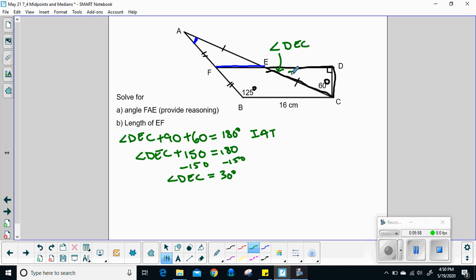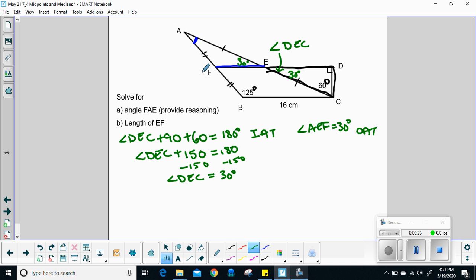Okay, so if this is 30 degrees here, well, opposite angles tells me that this is also 30 degrees. So let's write that one down. Angle AEF has to equal 30 degrees because of opposite angles, right? So I now know an angle in this triangle, so that's helpful. What else do we know? Let's see.